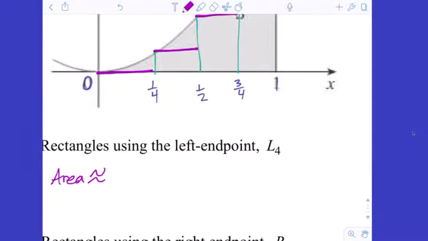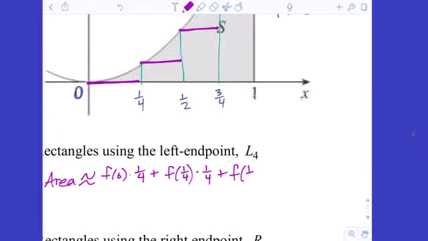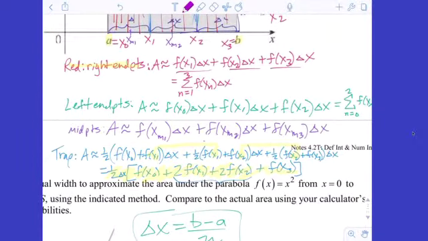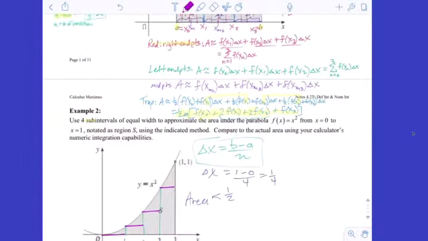So here we go. The first rectangle is going to be the height, which is f of 0, times the width, which is 1/4. Plus, the next rectangle has a height of f of 1/4 times the width of 1/4. Plus, the next rectangle has a height of f of a half. I'm going to do this one more time, and then we're going to get to the expedited version. You already know the secret, so I'm trying to show others the pattern or the secret. Times the 1/4.